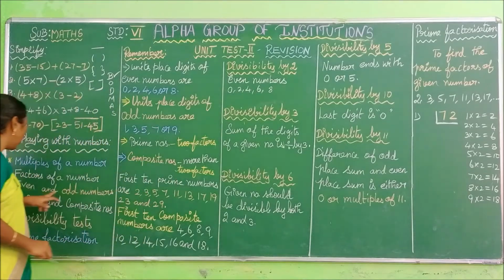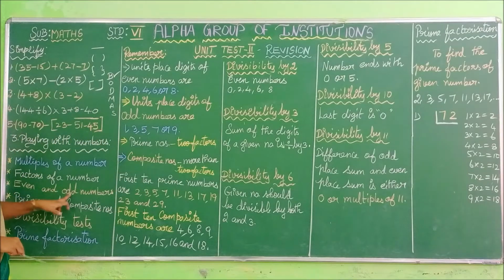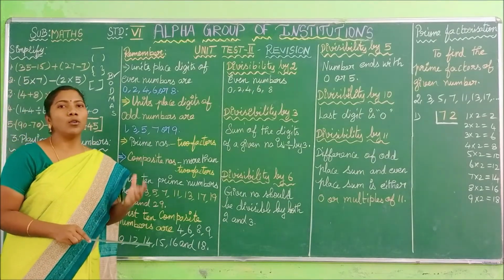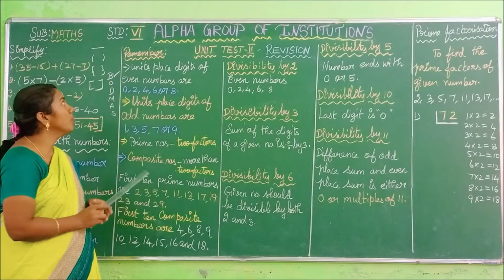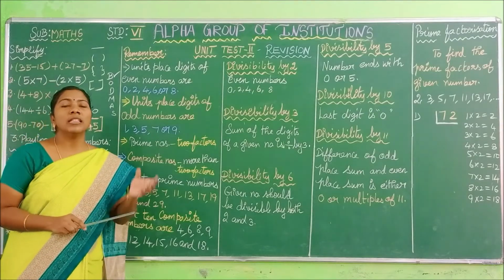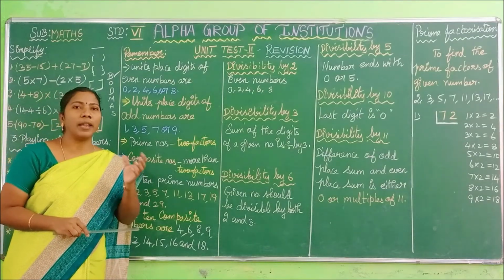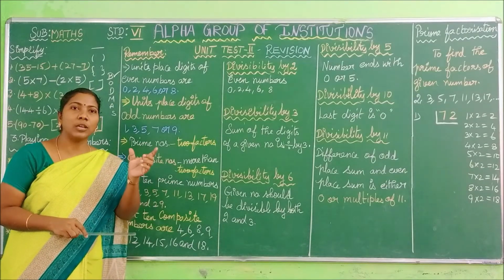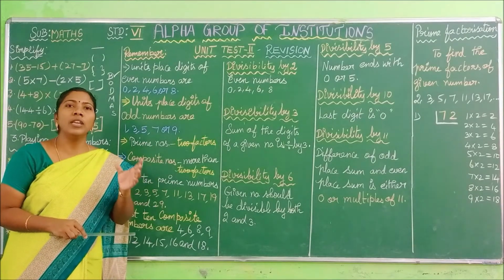Okay. Next we are going to see even and odd numbers. Okay. What are the important things you have to remember about even and odd numbers? Let us see. What is meant by even numbers? The numbers which are divisible by 2 are said to be even numbers. Also we can explain that the numbers which are paired into 2s are said to be even numbers.